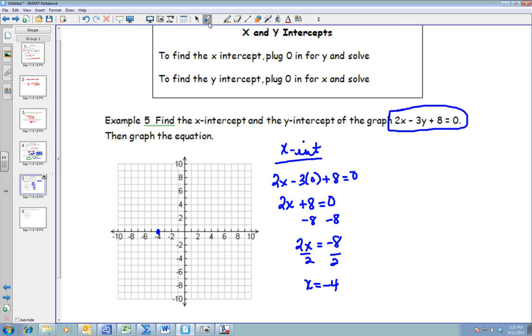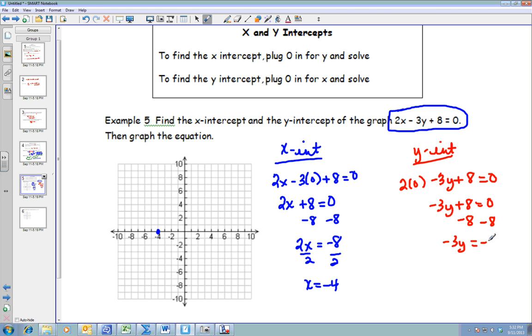So now let's do our y-intercept. So to find the y-intercept, plug 0 in for your x. So 2 times 0 minus 3y plus 8 equals 0. This is just 0 now. Negative 3y plus 8 equals 0. Subtract 8. Negative 3y equals negative 8. Divide by negative 3. So I get y equals a positive 8/3. Or that's what? 2 2/3.